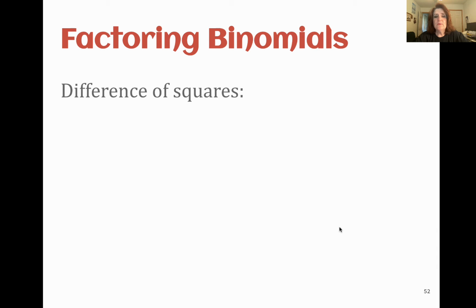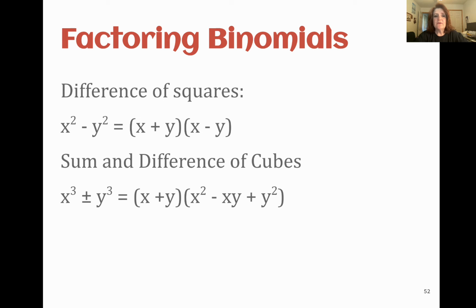When you factor binomials, you're looking for the difference of squares. So difference of squares is two perfect squares being subtracted. That will always factor in the format of x plus y, x minus y. Then you have two patterns for sum and difference of cubes. When you have two perfect cubes being added, they will factor in this format. When they're being subtracted, they will factor in this format.